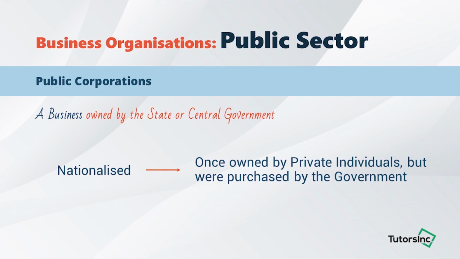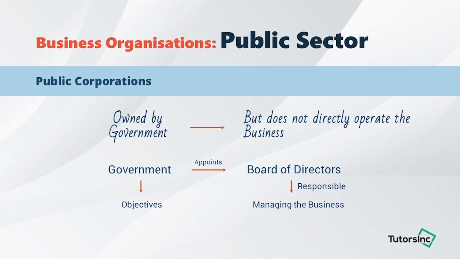In this form of organizations, it is common to see organizations which have been nationalized. But wait, what do we even mean by nationalized? Nationalized refers to the businesses once owned by private individuals but were purchased by the government. Examples could be a government purchasing the electricity providing services from a private company. Another thing that needs to be noted is that public corporations are owned by government, but they don't directly operate the business. They appoint board of directors who are essentially responsible for managing the business and achieving the objectives set by the government.